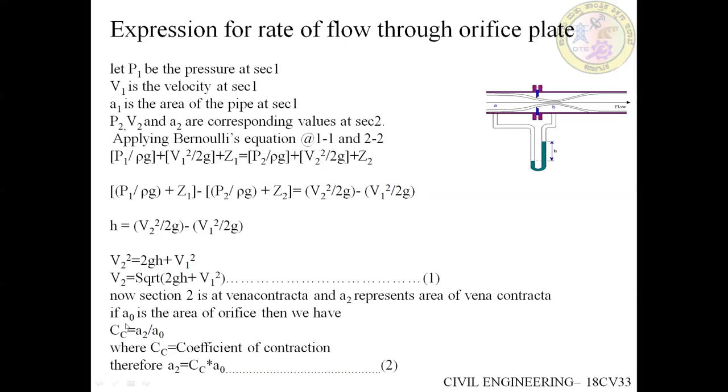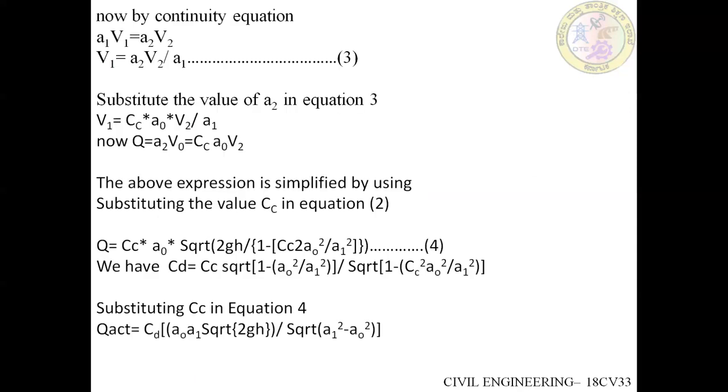Now section 2 is at the vena contracta, as I said earlier, and A2 represents the area of the vena contracta, and AO is the area of the orifice. Then we have CC, the coefficient of contraction, which is the ratio of A2 by AO. So from this equation we can get the formula for A2, which is equal to CC times AO. Now again applying the continuity equation, A1 V1 equal to A2 V2, we will get the V1 value. Substituting this in equation 3, we will get the equation for Q.